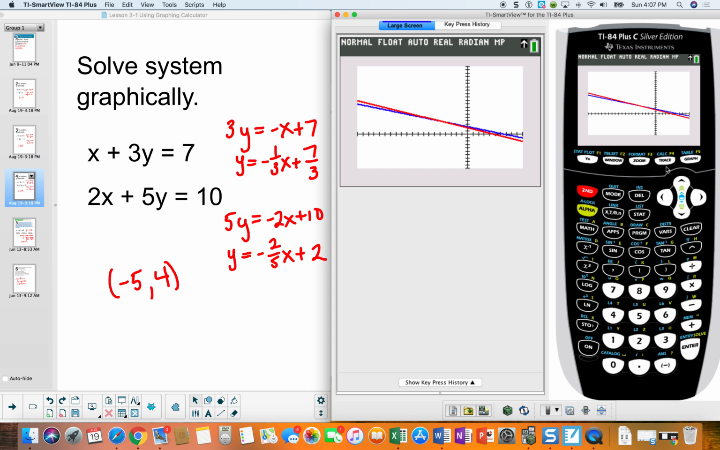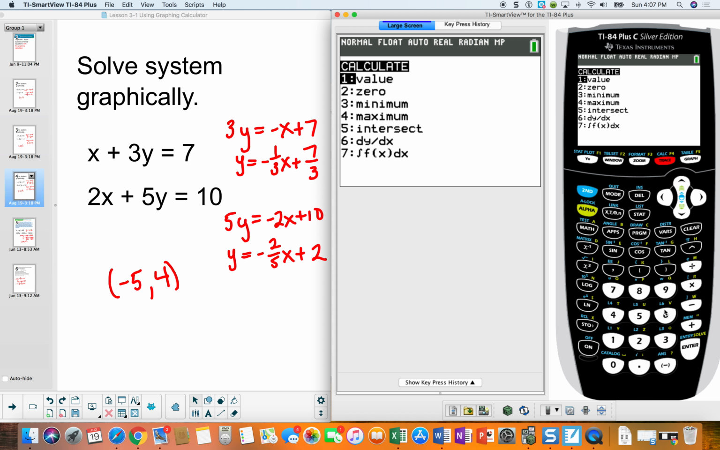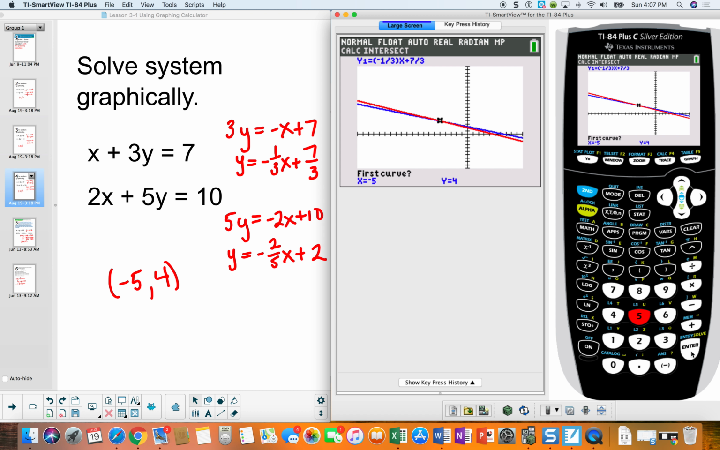Second, calculate. I want to choose 5 for intersect. Yes, I want to use the blue line. I want to use the red line. And don't worry about moving it. It's close enough to the intersection. Press enter. And we get our intersection, which is what we got before.